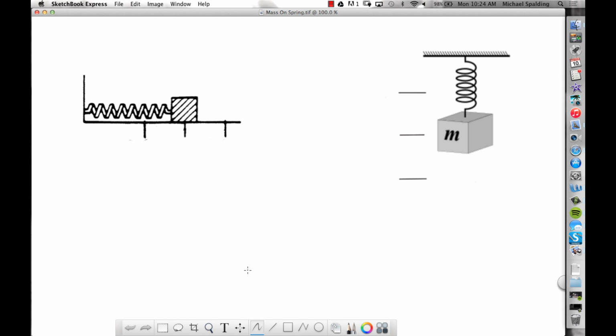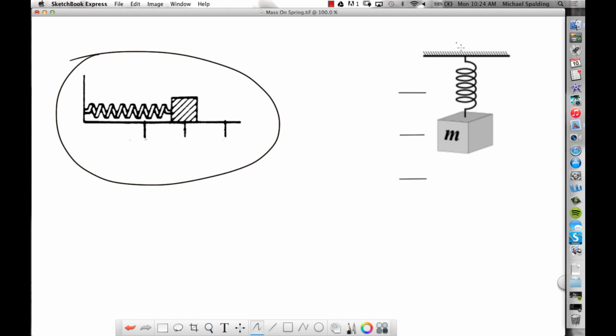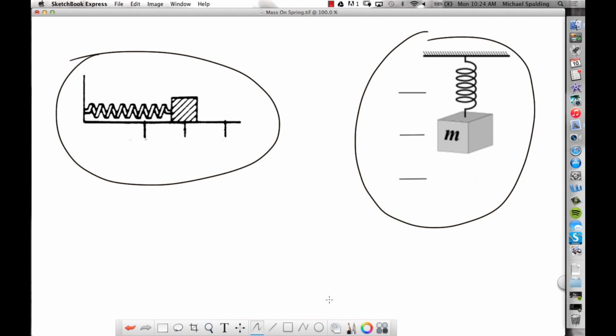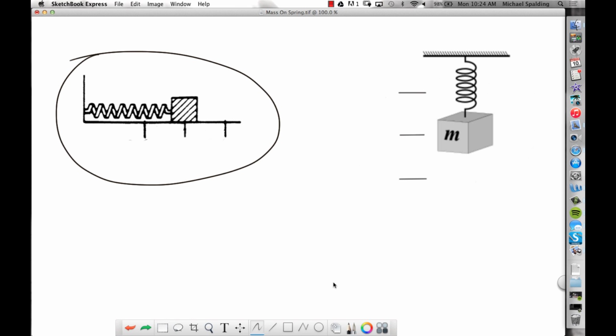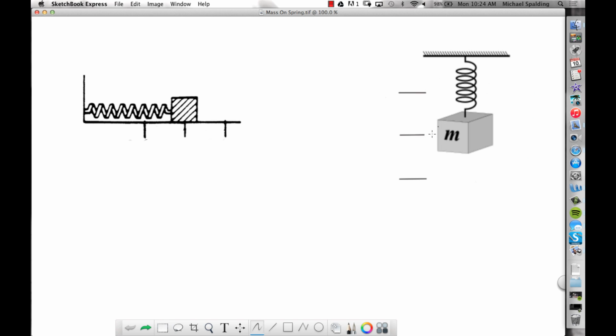Okay, so real quickly I want to go over some key things about springs. A spring can either be oscillating horizontally like this, or you could have a spring oscillating vertically like that. Let's start with this vertical one here. So first term to know is the equilibrium position.